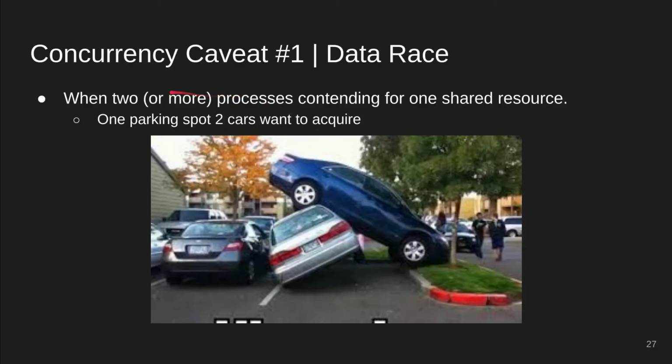Okay. So I'm going to give you the three major problems with concurrency. And the first one is what's called a data race. Okay. So this is when two or more processes, so again, we can think of this in computer science, our processes contend for one shared resource. Okay. So in this example here, there's one parking spot for two cars that they want to acquire, right? So if they acquire it at the same time, you get a little car accident here. Okay, so that's a problem. That they both raced for this parking spot, so you can remember that data race there. And we had an accident here.